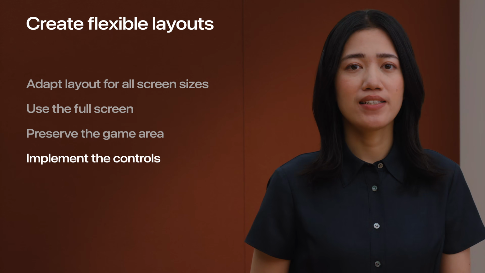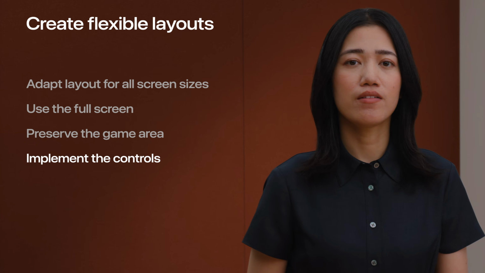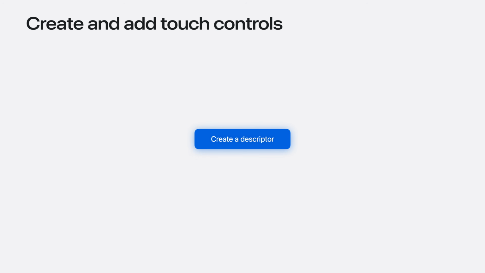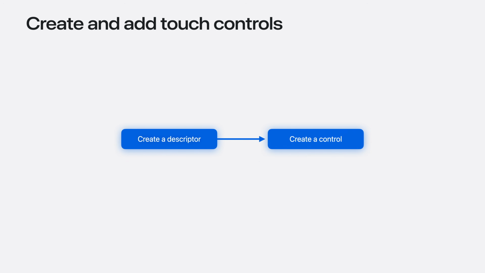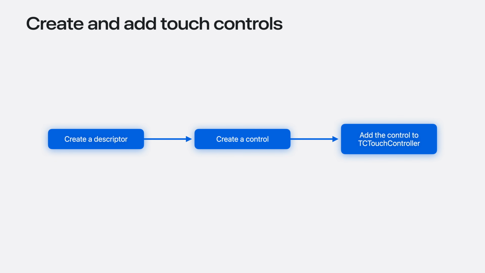Now, I'll implement these controls in my game using the touch controller I set up earlier. The touch controller framework provides convenient APIs to create controls, and they all follow a similar pattern. Set up the relevant properties for the control using a descriptor. Some controls have properties in common. Some properties are unique to a specific type of control. Then, using the descriptor, create the control. Add it to the TCTouchController.